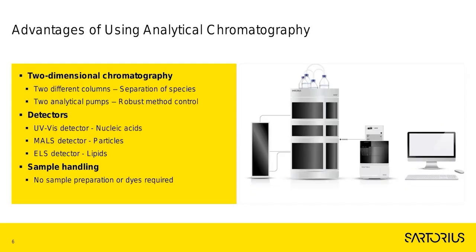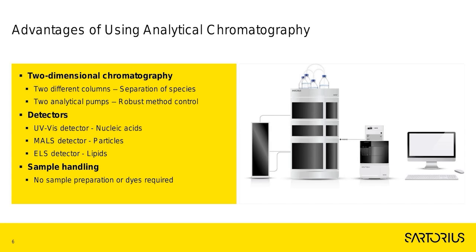Now, what we've recently developed is an analytical chromatography approach to determine one of these key LNP attributes. It's based around the PATfix platform, except that we've upgraded it to be a two-dimensional analytical chromatography system where there are two different columns. One is for separation of species, specifically free nucleic acid from LNP particles, and the other is for quantifying the nucleic acid. And it has two analytical pumps as well, which allows for robust method control to both of the columns.